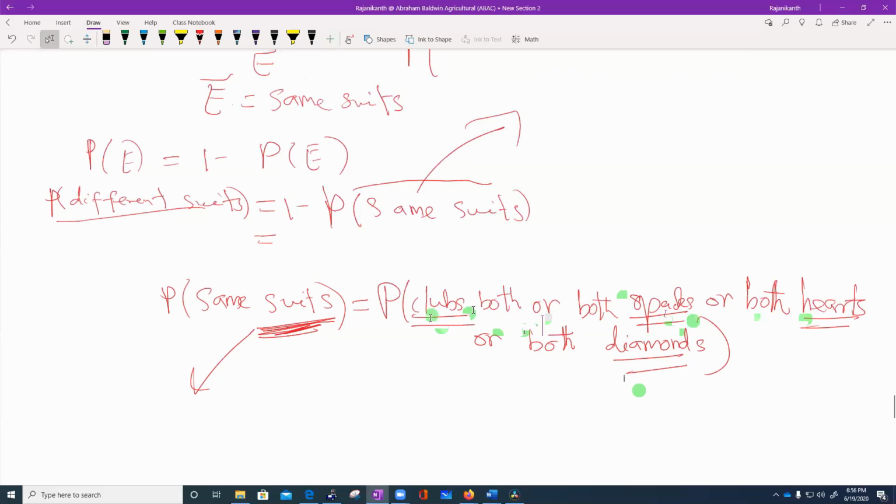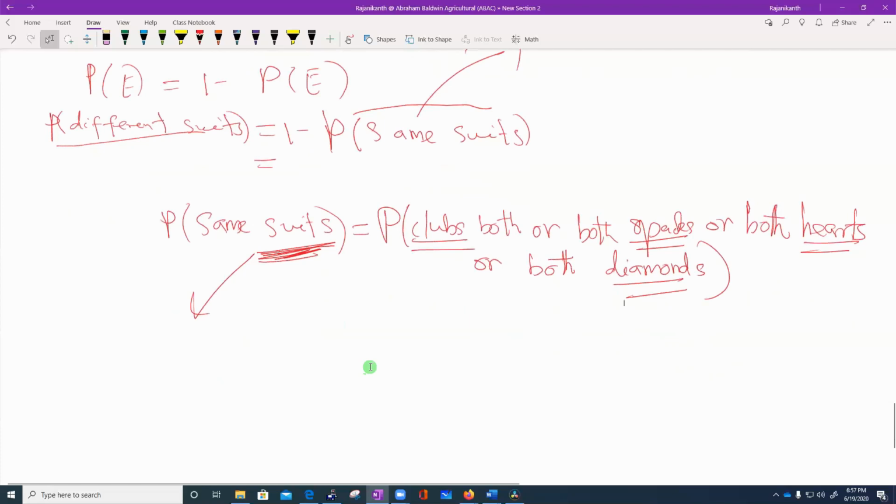That means these all 4 events are mutually exclusive. That's correct? Yes. All 4 cannot happen at the same time. Only one of these is going to happen. Is that correct? Yes.